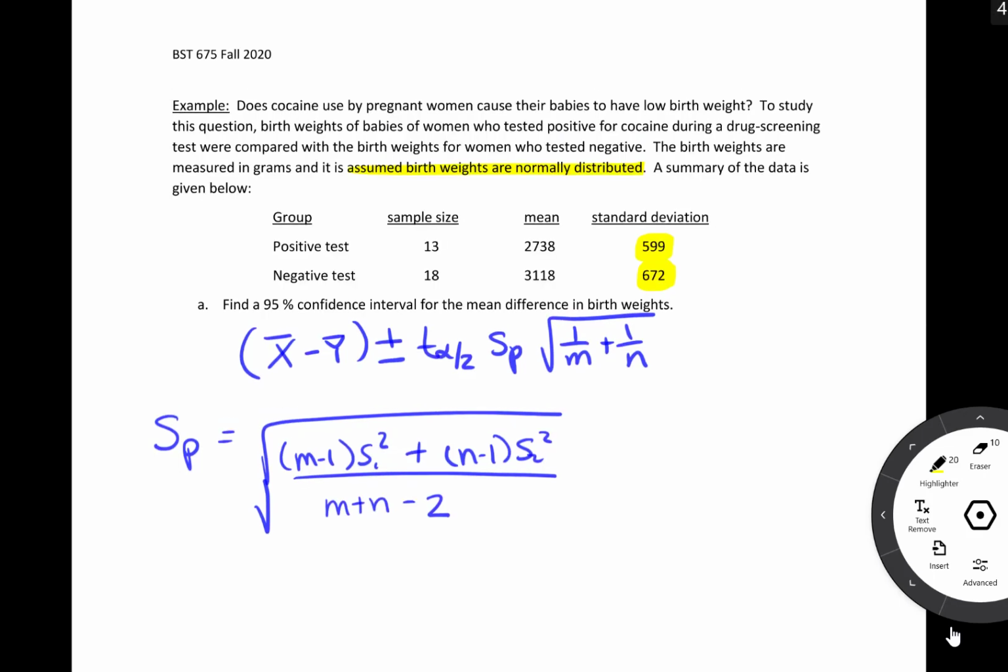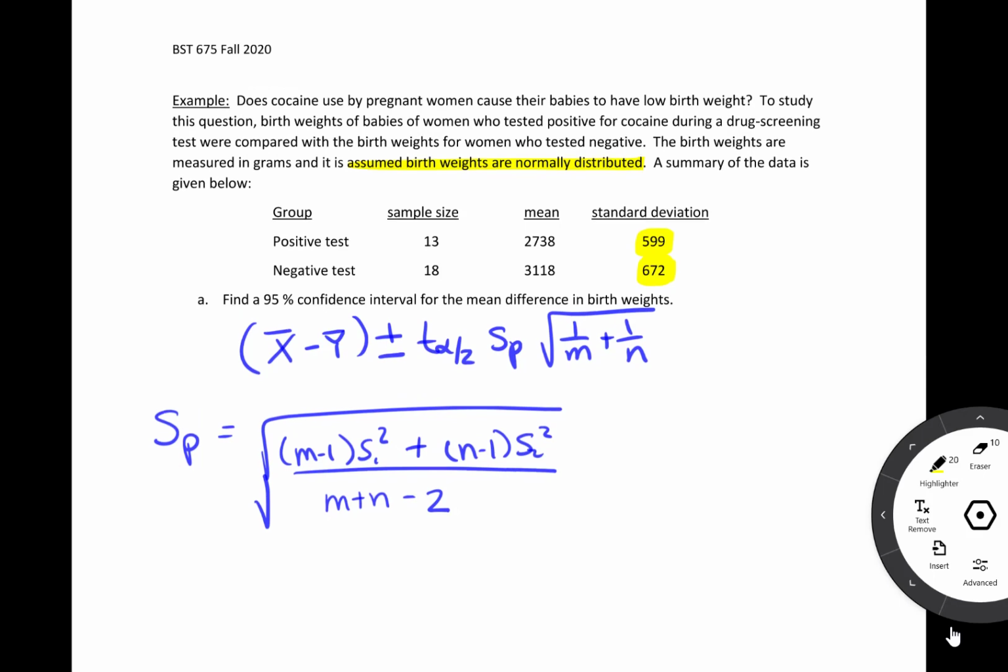Okay, so let's identify what some of these different values are. So we're going to let the positive test be group 1 and the negative test be group 2. So looking at our means, here we're going to have x bar, here we're going to have y bar, here we have s1, here we have s2, and here we have m, and here we have n. So now we have all the pieces that we need to plug in with the exception of t alpha divided by 2.